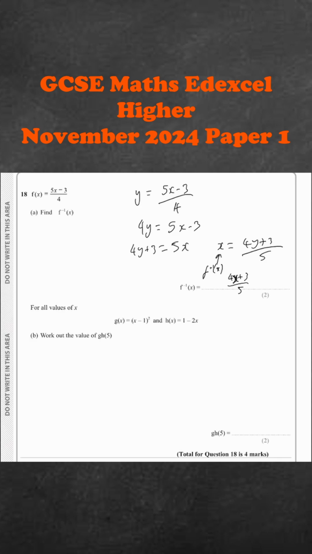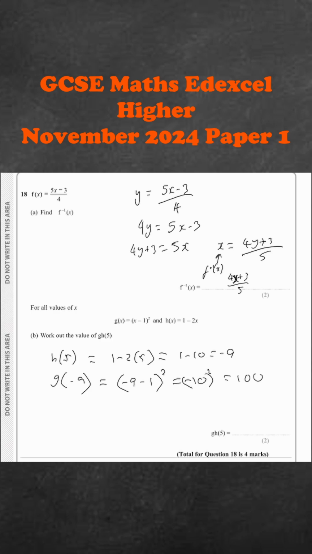For all values of x, g of x equals (x minus 1) all squared, and h of x equals 1 minus 2x. Part B, work out the value of gh5. So what we do first is h5. That's going to be 1 minus 2 lots of 5, 1 minus 10, minus 9. And then we do g of minus 9 equals (minus 9 minus 1) squared, minus 10 squared, which is just 100.